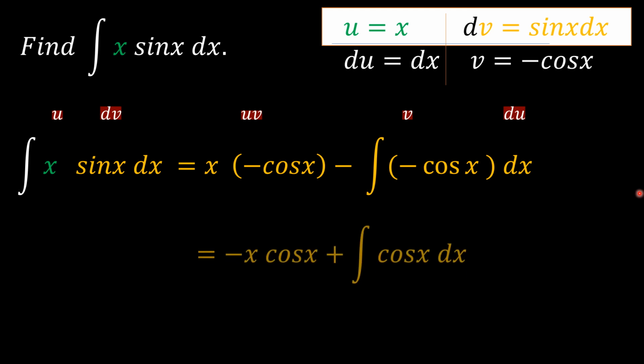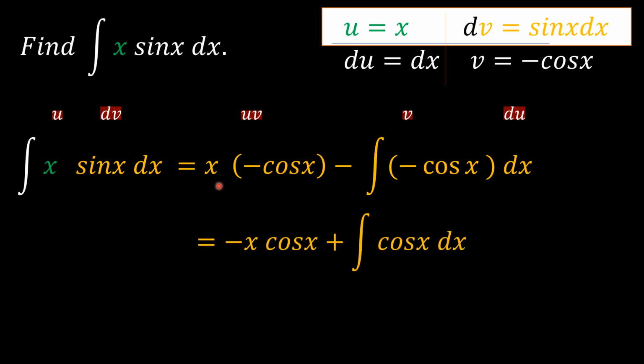Let's go back and simplify. So we can write x times negative cosine x, minus negative cosine x, and the negative becomes positive, and then the integral of cosine x we have to do. That's the next step. So we bring down the negative x cos x, and the integral of cosine is simply sine x plus c. So this is a really helpful method.